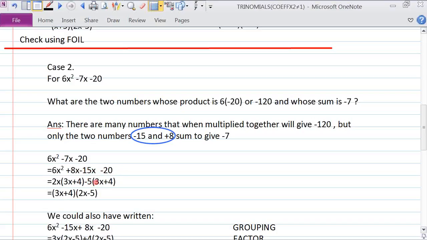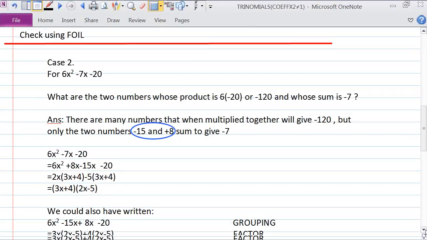Minus 5 times plus 3x gives me minus 15x. And minus 5 times plus 4 gives me minus 20. So you can see 3x plus 4 and 3x plus 4 are the common terms. I factor that out. This 2x comes over here, and this minus 5 comes over here.